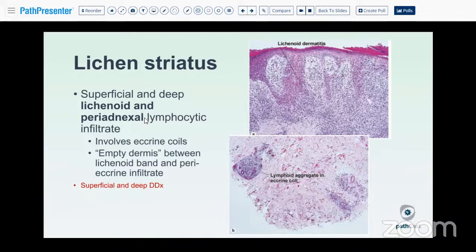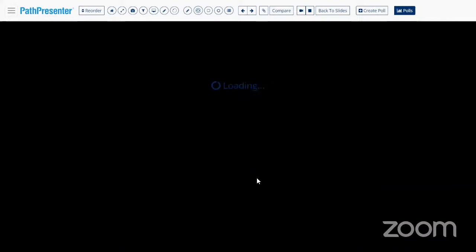This is a lichenoid and peri-adnexal inflammatory process. It's interesting in that it has a lichenoid band, which means a band-like inflammation at the dermal-epidermal junction, but then also a deep component that involves the eccrine coils. In between that lichenoid band and the eccrine coils, there's so-called empty dermis. So there's basically nothing going on in between.